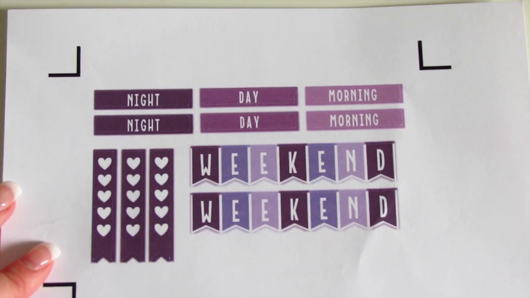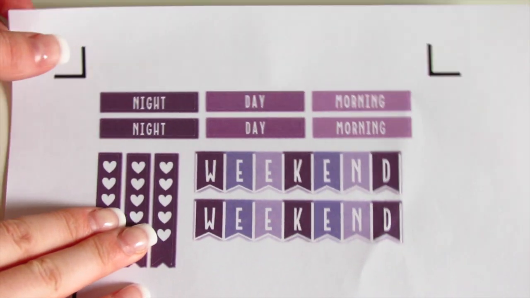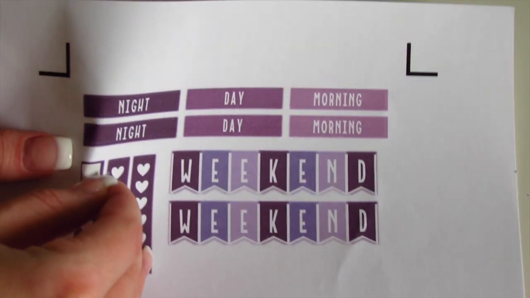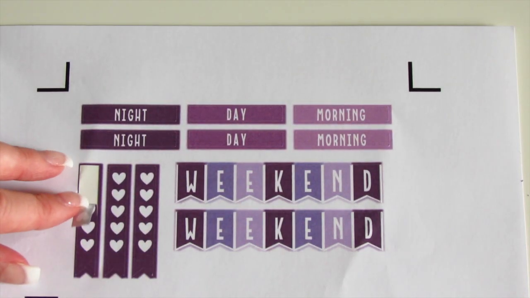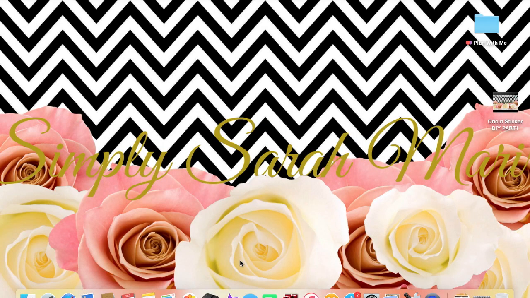The Cricut does an excellent job of cutting the stickers right on the line. As you can see, I can pull back the back of the sticker, and it just gave it a nice kiss cut. Okay, so that was my very first Cricut sticker DIY.